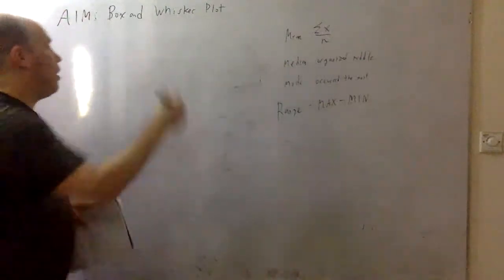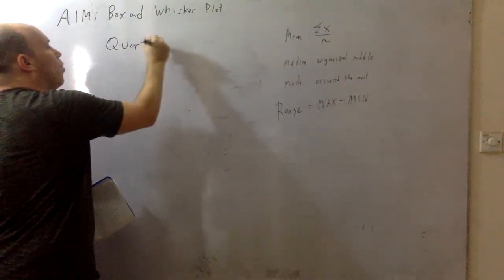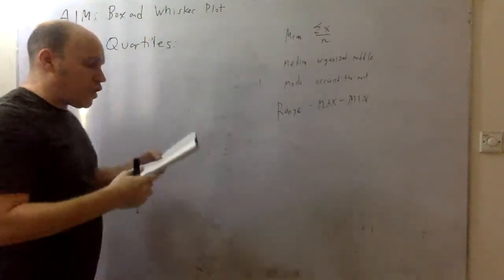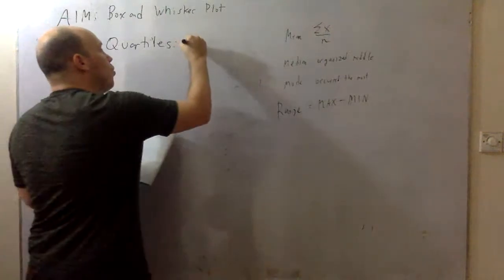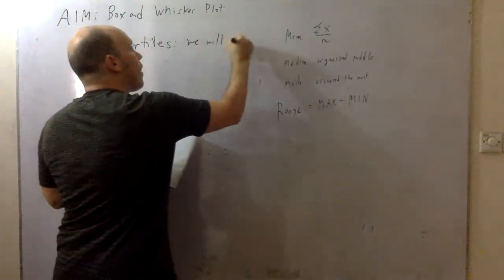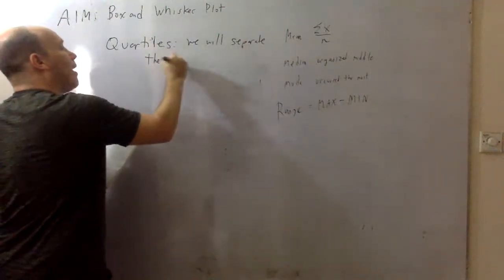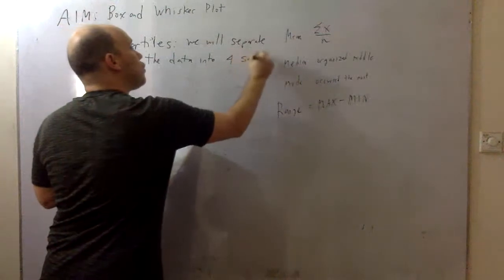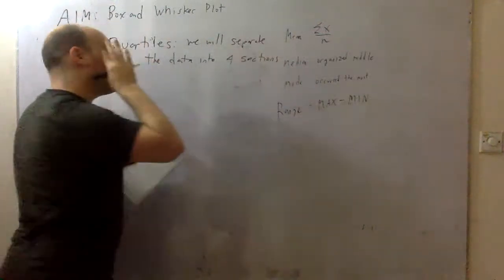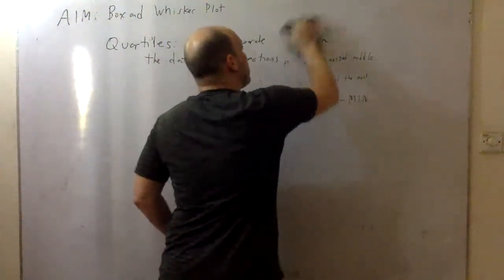Okay, the next thing we want to do is this idea of quartiles. The idea is we're going to split the data into 4 parts. So we will separate the data into 4 sections.